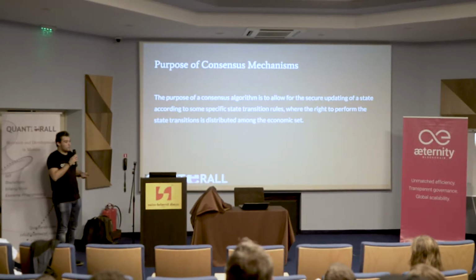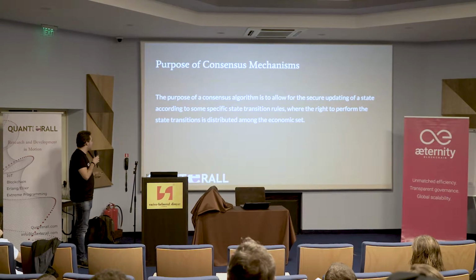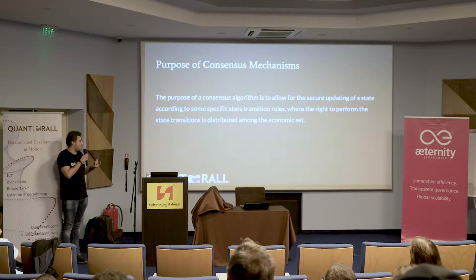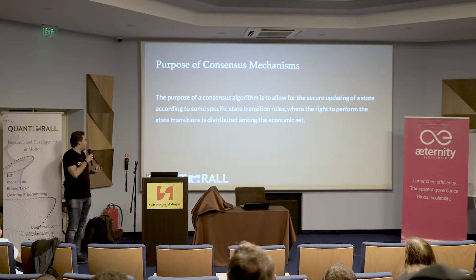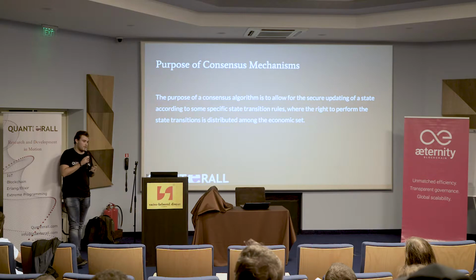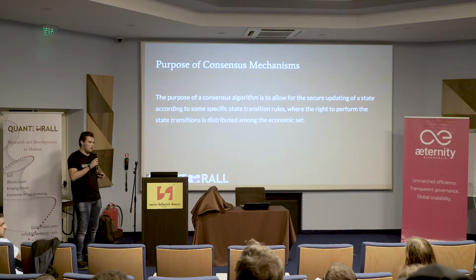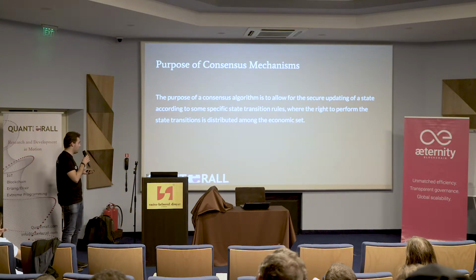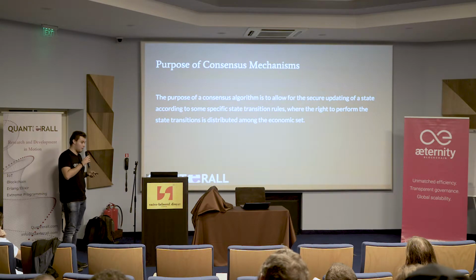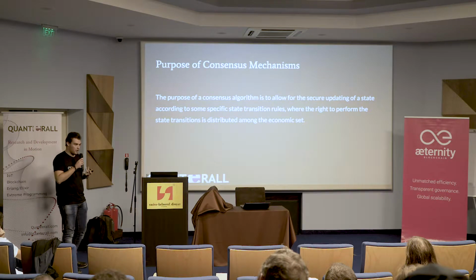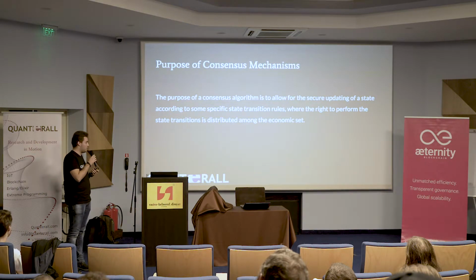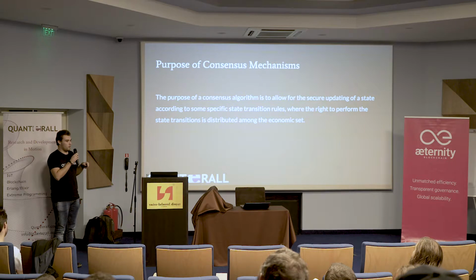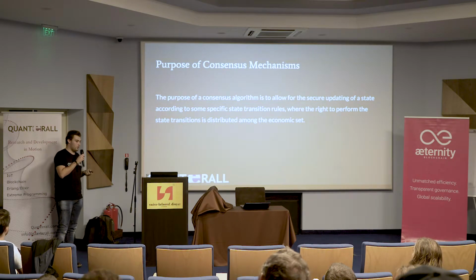So what is the purpose of a consensus mechanism? The purpose of a consensus mechanism is to allow for the secure updating of the state according to some specific state transition rules, where the right to perform the state transitions is distributed among the economic set. This economic set can be users which have the right to perform transitions by the rules of the consensus algorithm. But this economic set, these users, should be securely decentralized. This means that no actor, no user or set of users, can take the majority of the blockchain.